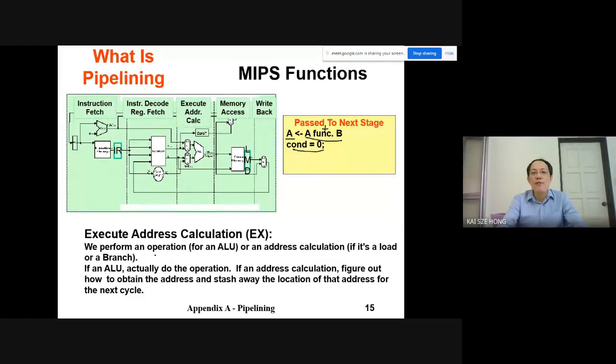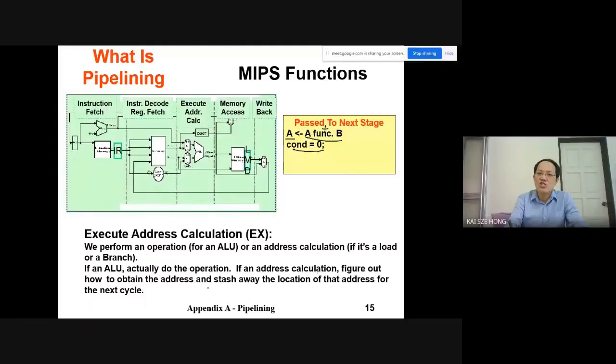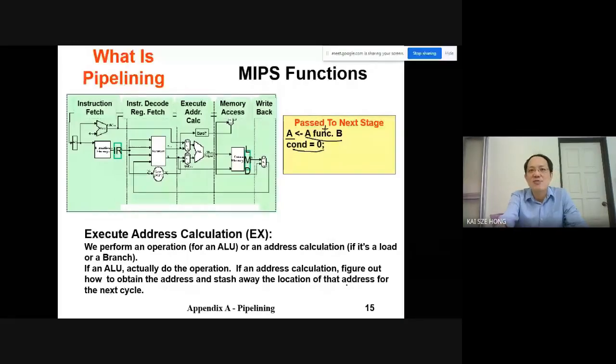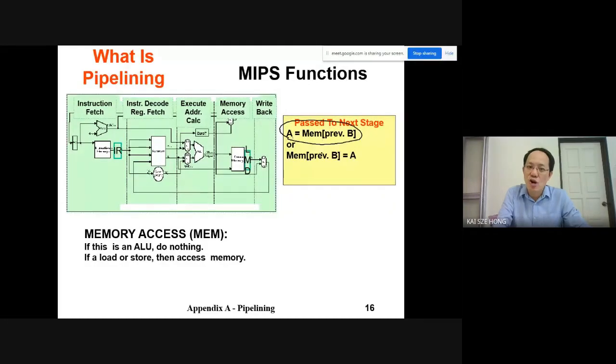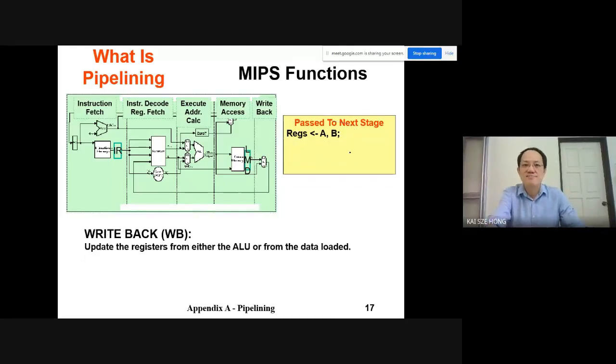Here we perform an operation for an ALU or an address calculation. If it is an ALU, it actually does the operation. For address calculation, it figures out how to obtain the address and stashes away the location of that address for the next cycle. So that is the third one. The fourth one is memory access. This is the micro operation: A equals memory. So you send the memory to this A register, the memory becomes the A.